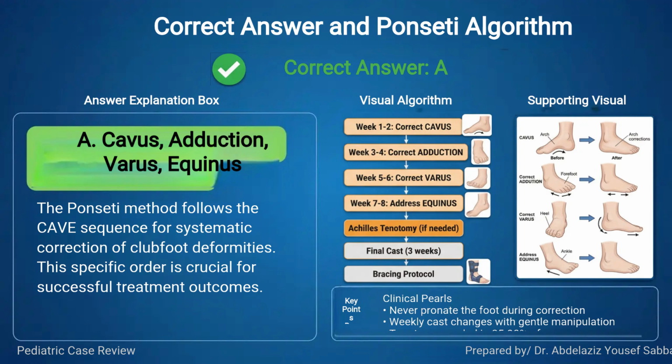Three clinical pearls govern the technique throughout. Never pronate the foot during correction, as this worsens the deformity. Cast changes are performed weekly with gentle manipulation at each session. Achilles tenotomy is needed in 85 to 90% of cases to complete correction of the residual equinus deformity.